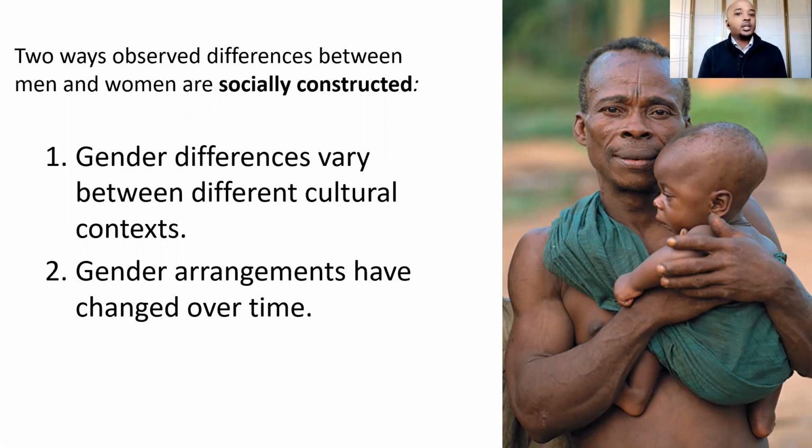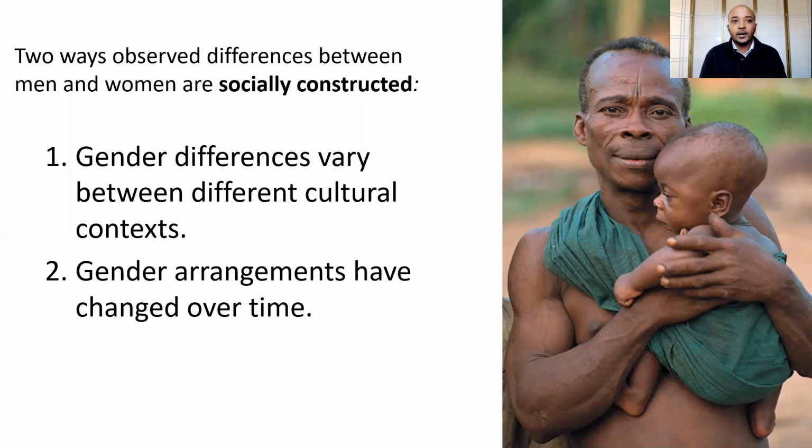If gender was truly natural, if what men were supposed to do and what women were supposed to do was set in stone and God ordained, then we would expect to see the same type of gender differences across cultures, and we just don't. So that's one line of argumentation as to why gender is a social construct.